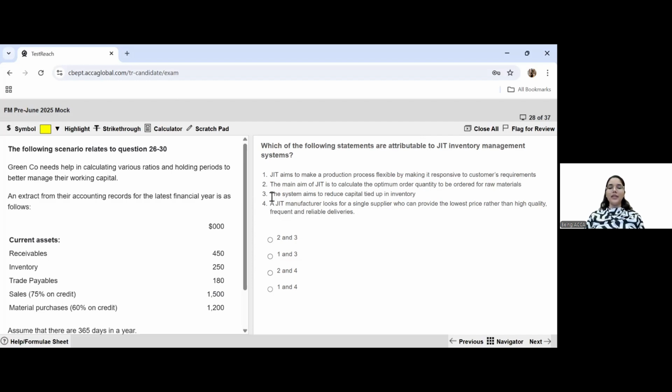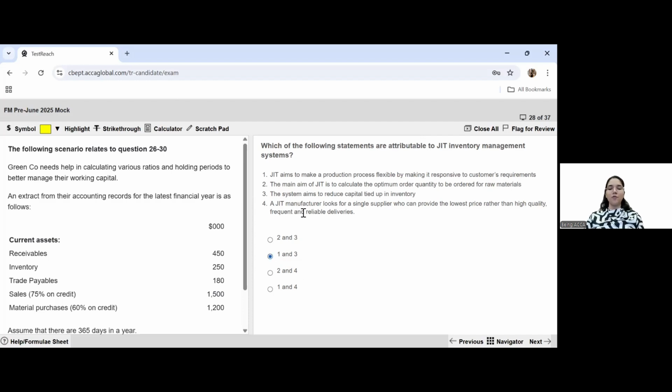Now let's come to the third statement. Third statement says the system aims to reduce capital tied up in inventory. This statement is absolutely correct. We are saying we want to minimize the holding cost of inventory as much as possible. So we do not want to spend any money which gets tied up, which gets stuck in inventory. Whenever the customer wants, we are going to produce it and we are going to sell it to them. We do not want to get our money blocked in inventory till the time the customer is not actually purchasing the goods. So statement 3 is absolutely correct. 1 and 3 should be correct.